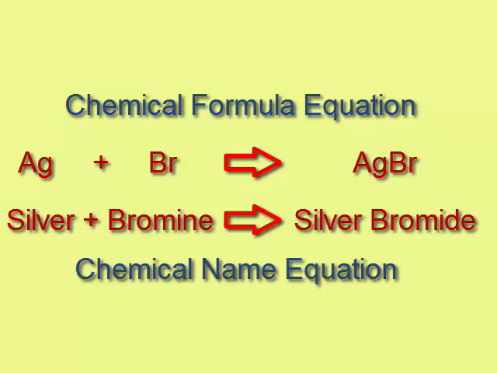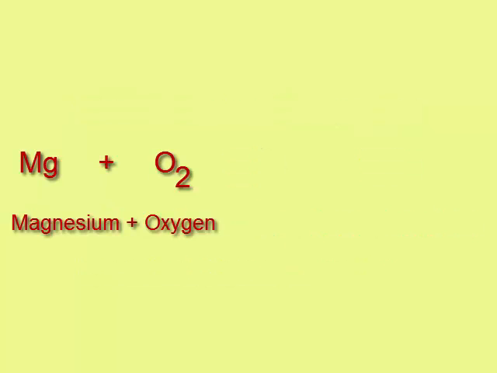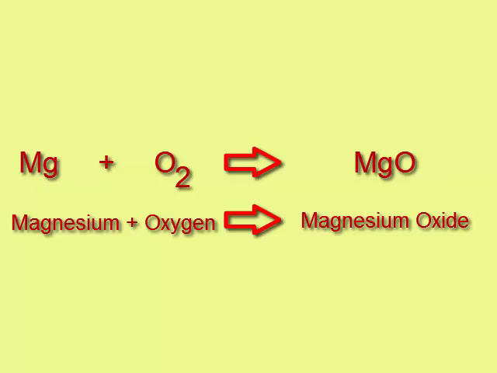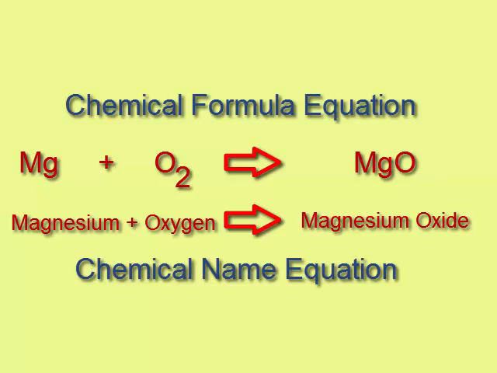So another example, another ionic bond, if we were to chemically bond magnesium, Mg, with oxygen, O2, that gives us magnesium oxide. Again, you need to be able to move between the equation and the formula.